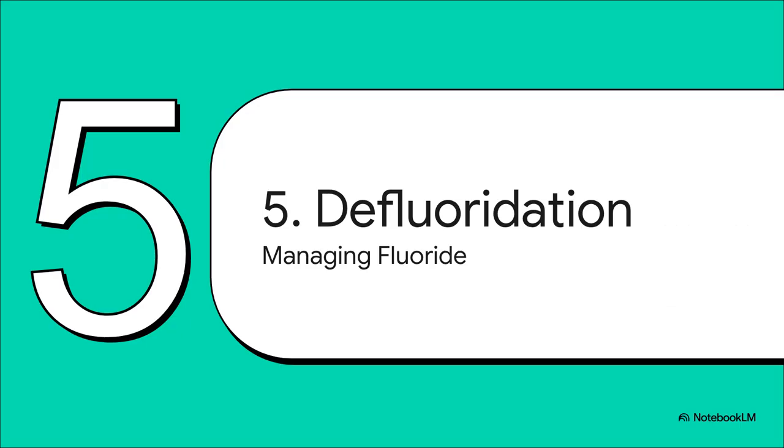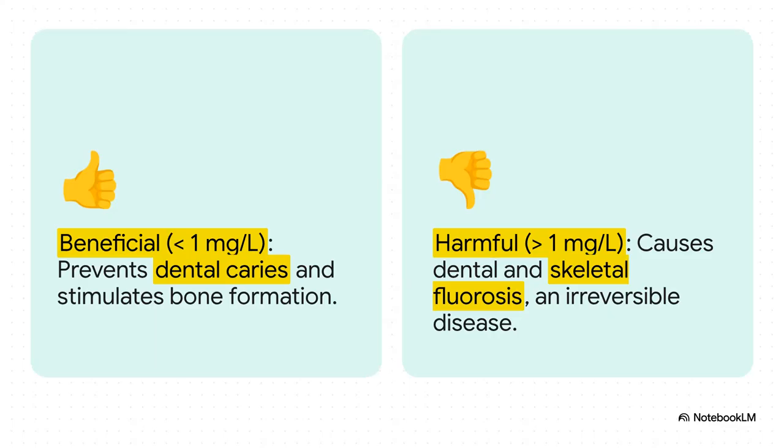Next, we need to tackle a contaminant that's pretty unique, because in small amounts, it's actually beneficial, but when you get too much of it, it's really harmful. Let's talk about fluoride. This right here is the critical balance you have to remember for the exam. At levels around 1 milligram per liter, fluoride is great for preventing cavities. But once those concentrations get too high, it becomes toxic.